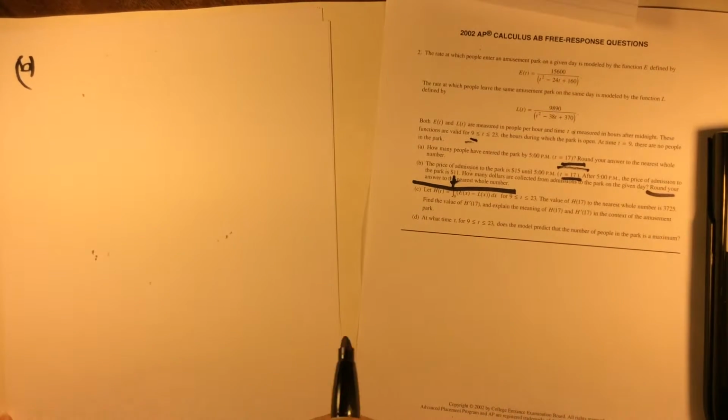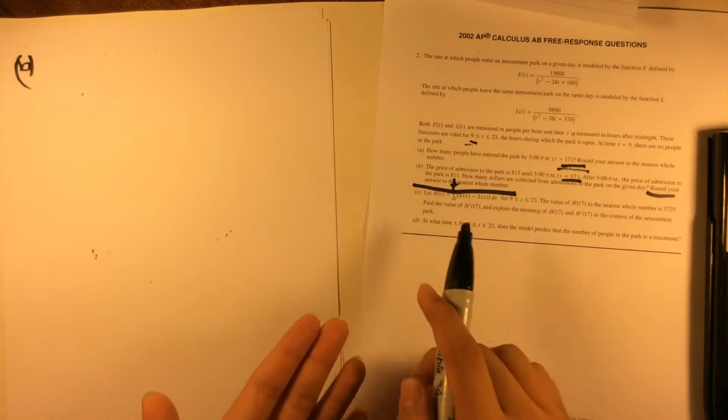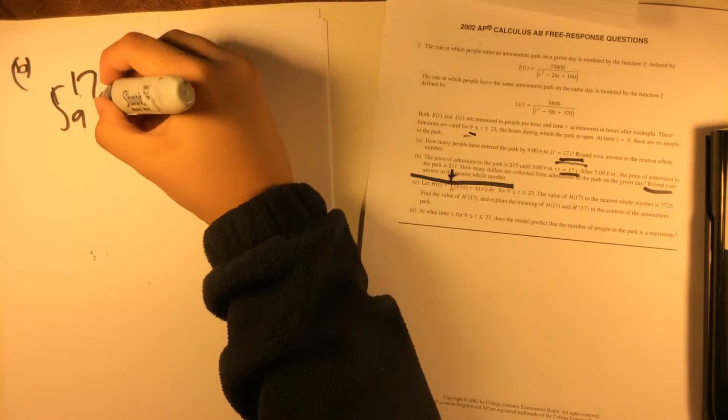Number A. Number B. The price of admission to the park is $15 until t equals 17. The price of admission is $11 after 5 p.m. How many dollars are collected? So basically it's the integral from 9 to 17 of E of t dt.